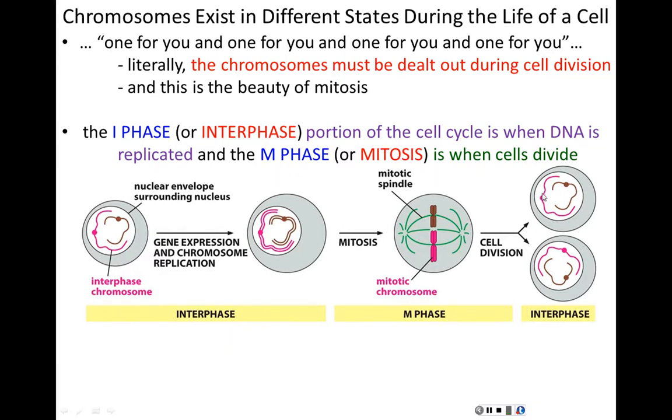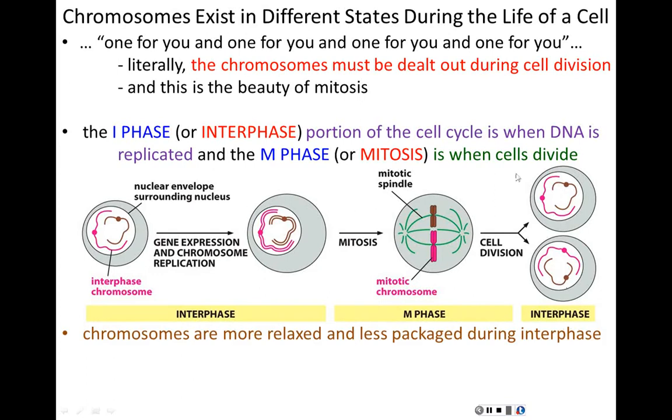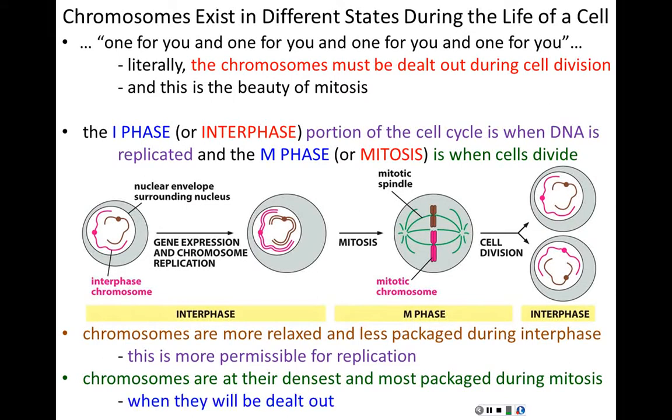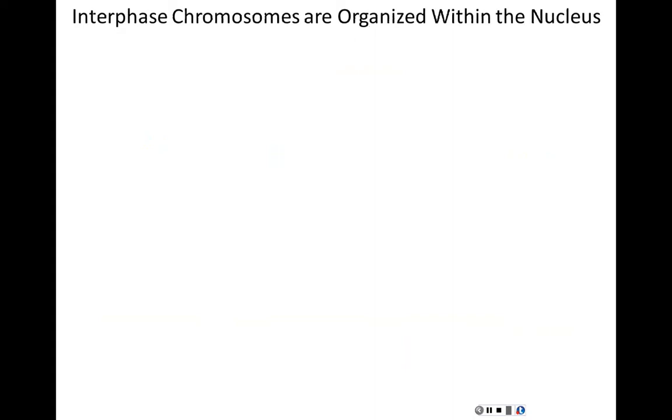We have to deal out dad's chromosome number one to you, dad's chromosome number one to you, mom's chromosome number one to you, mom's chromosome number one to you, etc. Now, during interphase, chromosomes are more relaxed and less packaged. This allows them to be replicated more easily. They're not all bunched up and tightly compacted. However, during the dealing phase of mitosis, when these chromosomes actually have to be moved around and transported, it makes more sense for them to be smaller, more dense, more compact. And so chromosomes during mitosis are at their densest and most packaged states.